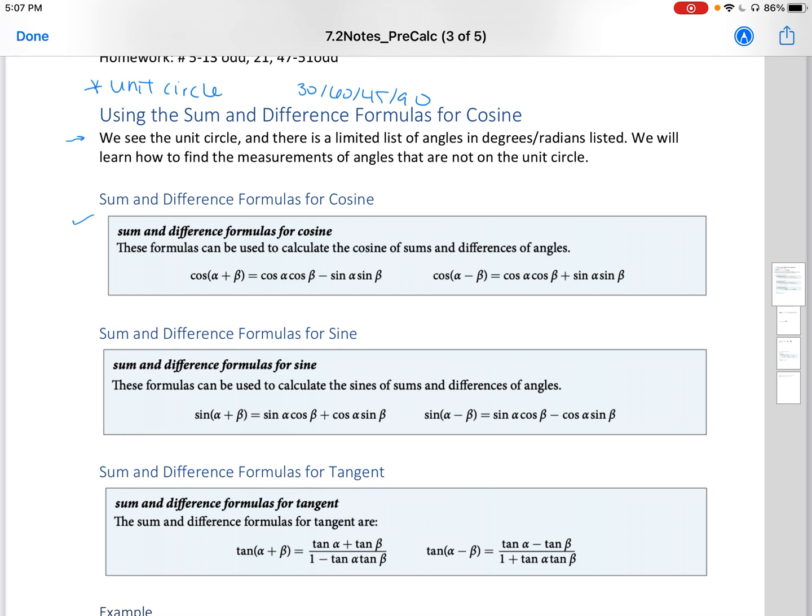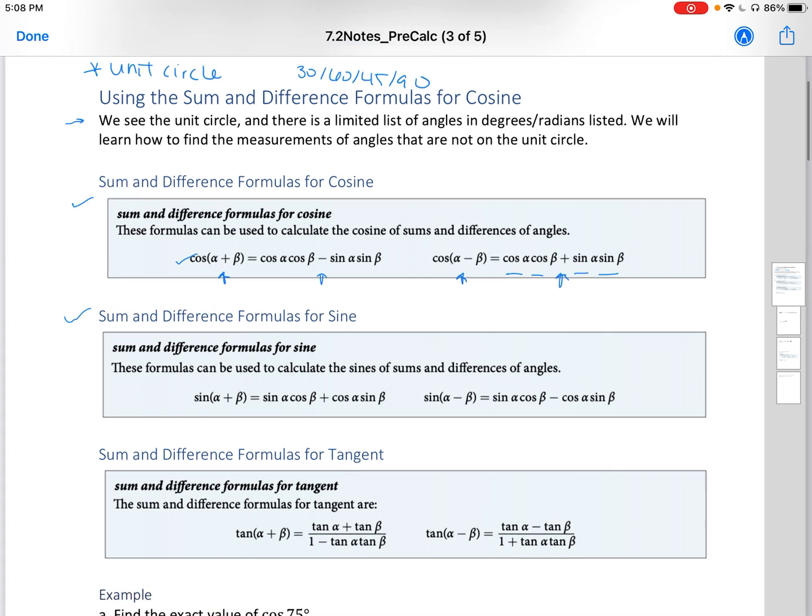For cosine, we use alpha and beta, but you can use A and B if you choose not to work with Greek letters. So we have cosine of A plus B equals cosine of A times cosine of B minus sine of A times sine of B. Cosine of A minus B equals cosine of A times cosine of B plus sine of A times sine of B. Notice that depending on whether it's a plus or a minus, the sign in the formula flips: a plus becomes a minus, and a minus becomes a plus.